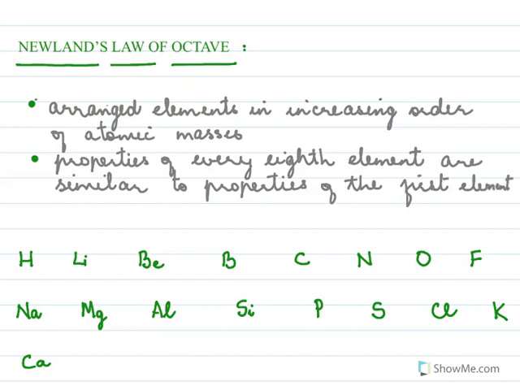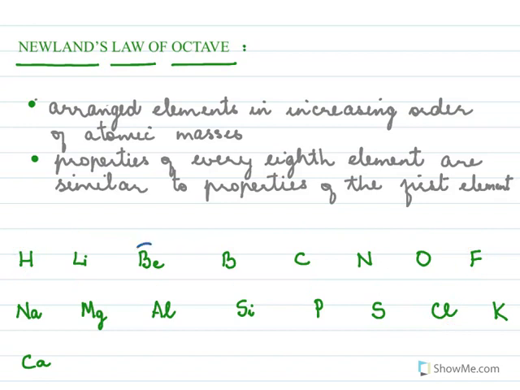What does that mean? Suppose we start with hydrogen as the first element. So we have 1, 2, 3, 4, 5, 6, 7, 8. Fluorine and hydrogen will have the same properties. Now we start with fluorine. So we take fluorine as 1, then 2, 3, 4, 5, 6, 7, 8. Now chlorine also will have similar properties.